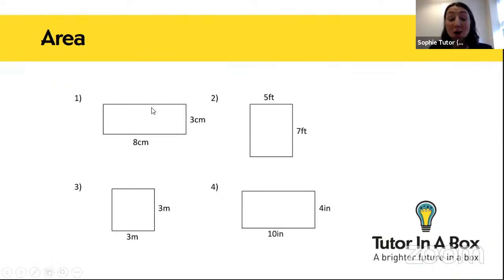So if you're stuck or struggling, I'll give you a clue for number 1. So number 1, we were doing 8 centimeters times 3 centimeters. So 8 centimeters times 3 centimeters gives us 8, 16, 24. So the answer to number 1 is 24 centimeters squared. Okay, so very well done if you got that. Remember, area is the amount of space inside a shape. I'm going to give you another minute or so to have a go at some of the other ones.